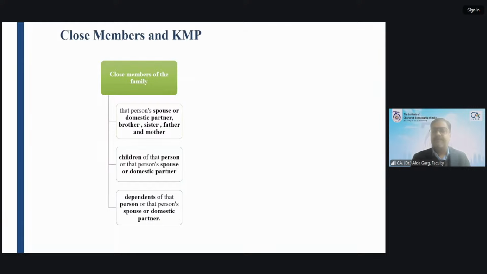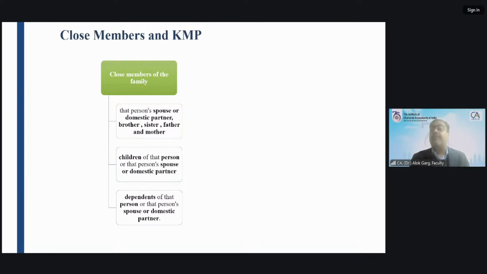For example, myself, Alok Garg. So let's say I am having a control over Alok Garg Limited. AG Limited is a company and I am having a control over it. I am a related party to AG Limited, Alok Garg Limited. My wife is also a related party to this entity. Why? Because my wife is my spouse. My parents, father and mother, are also a related party.